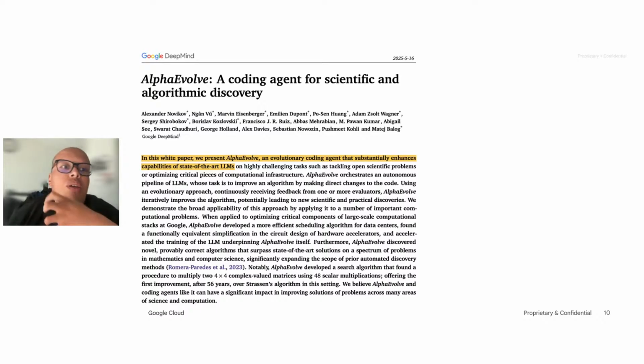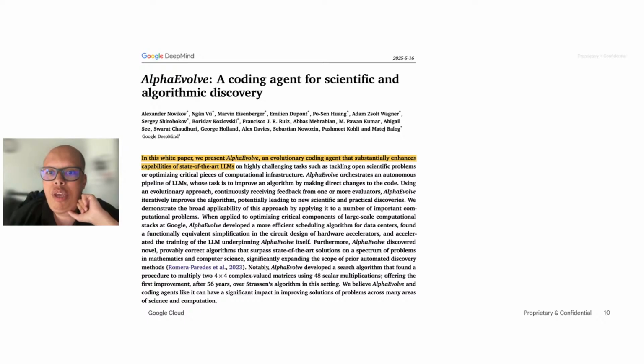So AlphaEvolve, for those who did not hear about it, has been recently announced by Google DeepMind. This is a coding agent for scientific and algorithmic discovery. There is a white paper about AlphaEvolve. Feel free to Google it and download it in order to learn more about this groundbreaking innovation.